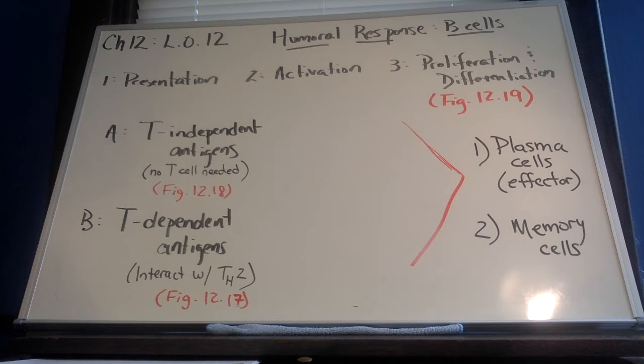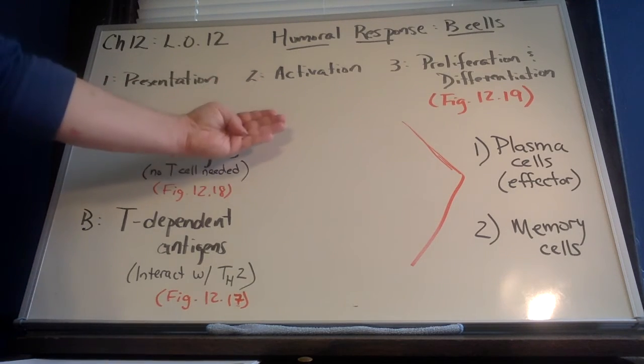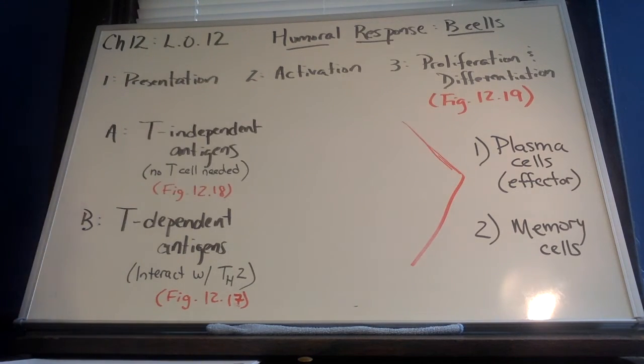If you recall from the first figure in the book, figure 12.2, this is where we went through the 4 steps. We're now going to talk about them in a little bit more detail. So we'll talk about presentation, activation, proliferation, and differentiation in this video. And I will talk about antigen elimination, step 4, in another video.